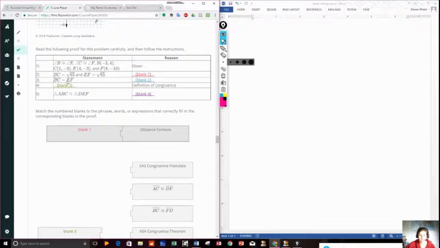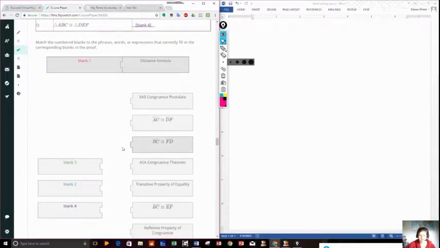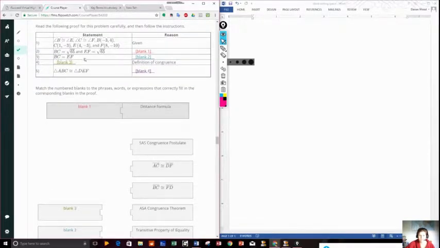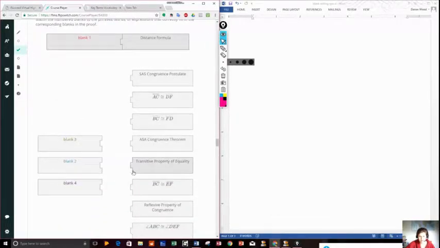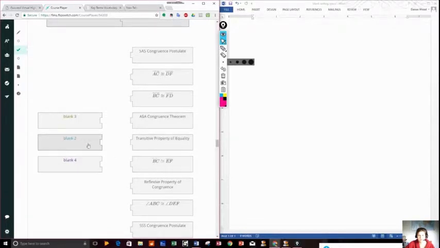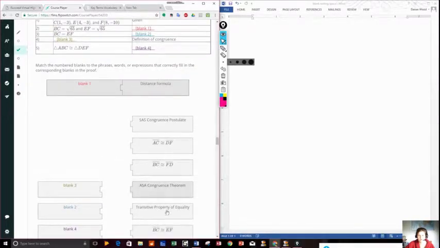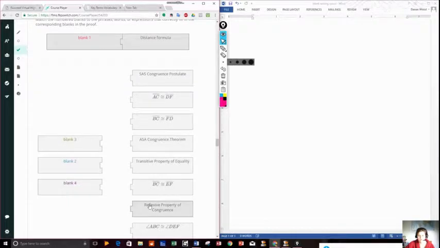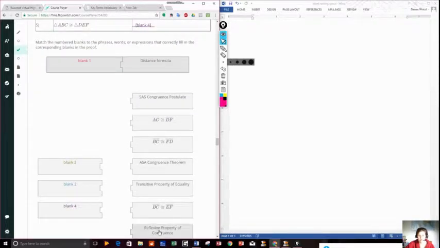So then BC is equal to EF, blank 2. And so I'm looking through here: side angle side congruence postulate? No, it's talking about just two sides, not a side and an angle. So we have reflexive property of congruence, transitive property of equality, and side congruence postulate. So blank 2, the transitive property or the reflexive property, which one of congruence?